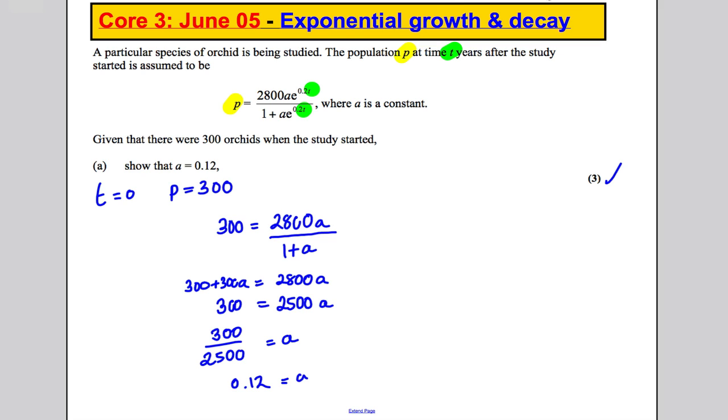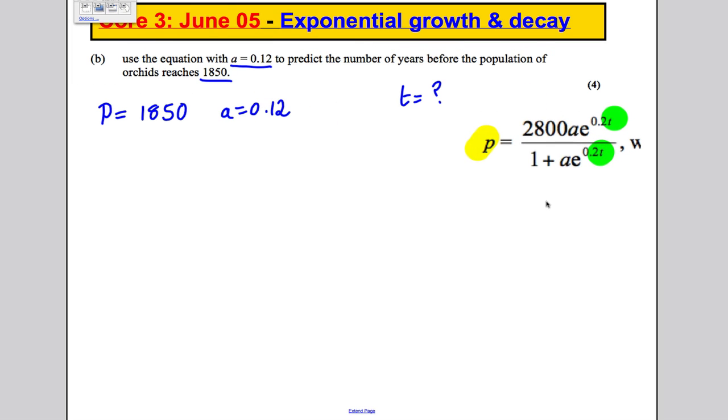Let me just copy this over to the next page. There's our formula here. Let's write our formula down with A equal to 0.12. P is 2,800 times 0.12, which is 336. Just makes our life a little easier when we're using the calculations later. 336 e to the 0.2t over 1 plus 0.12 e to the 0.2t.